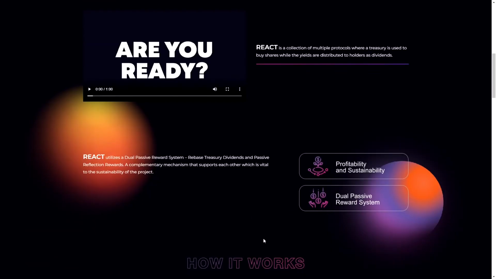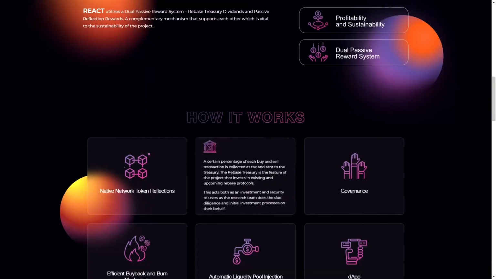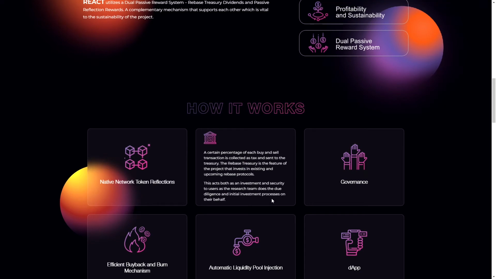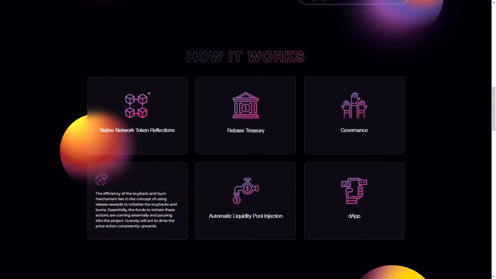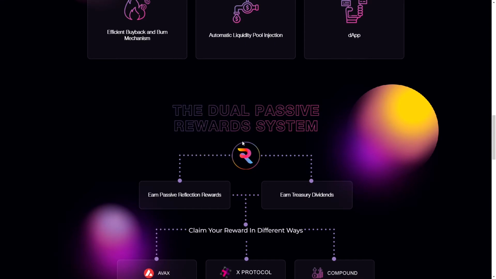We're going to take a nice deep dive into this project, but I actually think this is a pretty unique project. React utilizes a dual passive reward system, the rebase treasury dividends and passive reflection rewards, a complementary mechanism that supports each other, which is vital to the sustainability of the projects. React has its native tokens, and then there's also a rebase treasury. There's also governance, so this token does give you access into the governance to decide which projects they want to invest in. And they also do buybacks just like everything else we've seen, and they have their own DApp, and they have automatic liquidity pool injection. You earn passive reflection rewards of React. Then you earn treasury dividends from the other protocols that are invested.